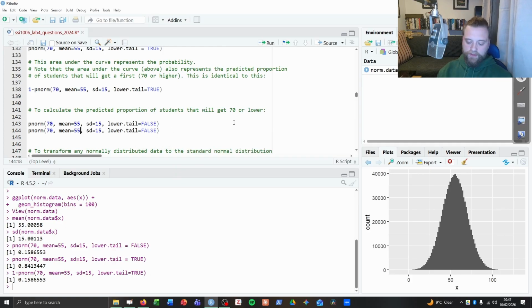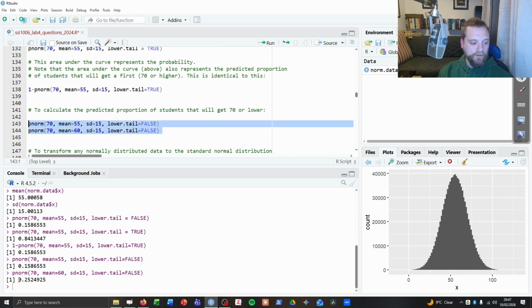What if it was a different assessment? A 70 is a 70, we might say, but it might be more or less impressive on different assessments. So what if instead the mean score on this assessment was a 60 rather than that? Let's keep the standard deviation the same. Well, my 70 is a bit less impressive if the mean overall is 60. It means I'm actually only in the top quarter of the class rather than the top 16% here.